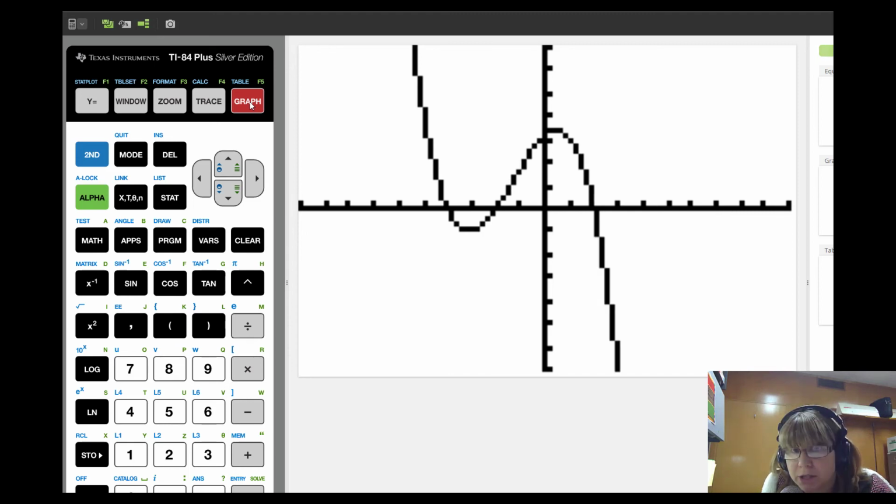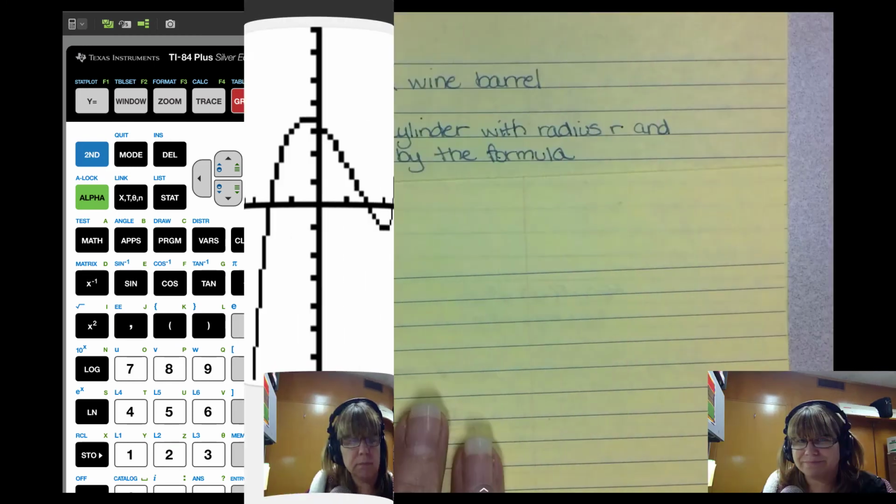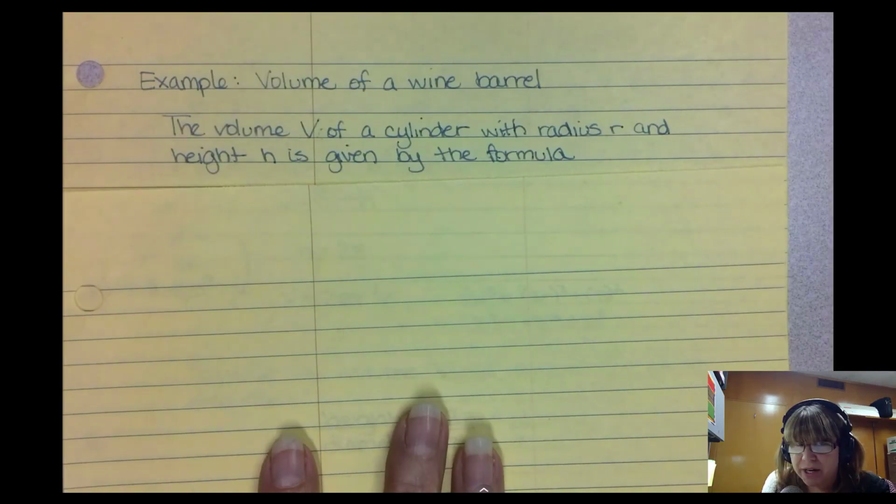Very similar to how we plotted it by using those special points and knowing the end behaviors of our graph. So very similar. Let's go through one more example before wrapping up this lecture.